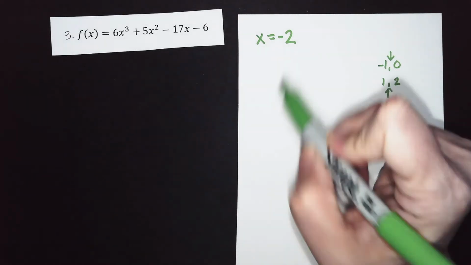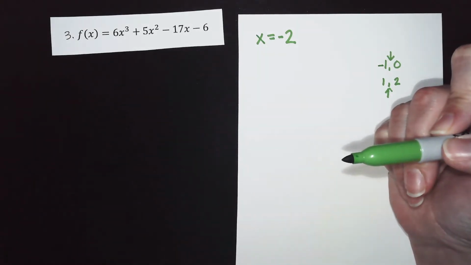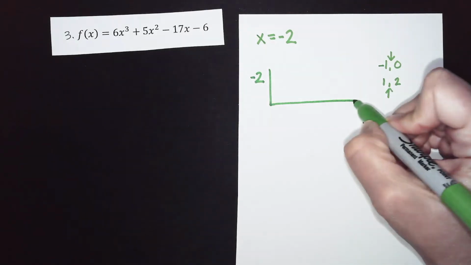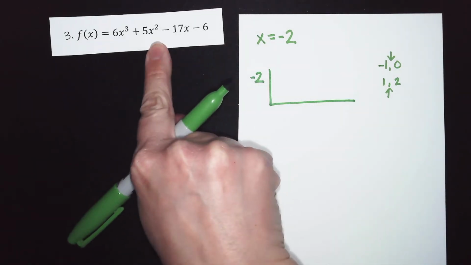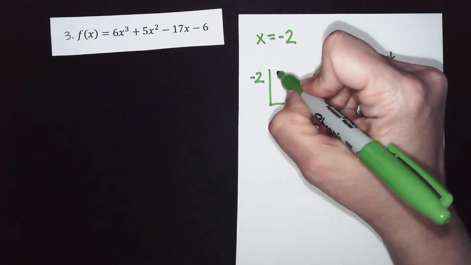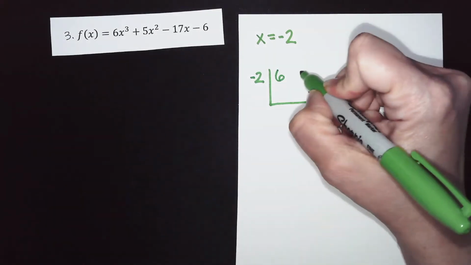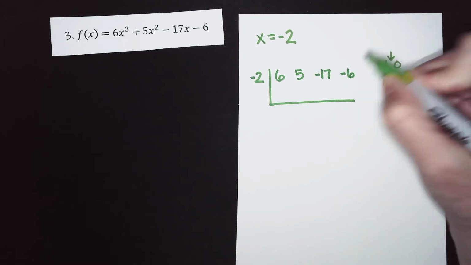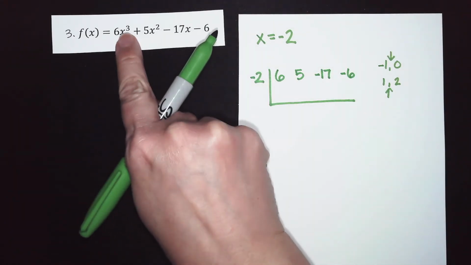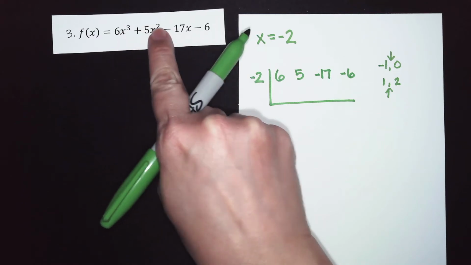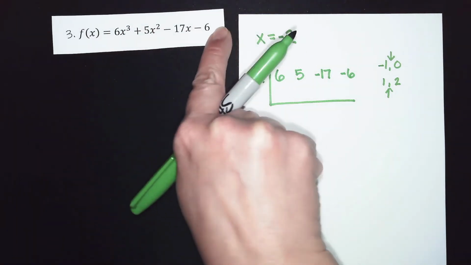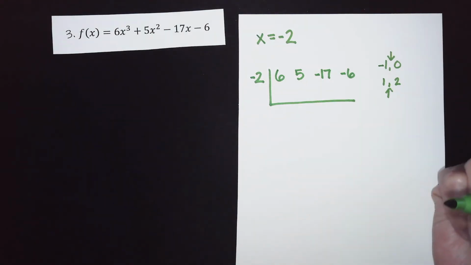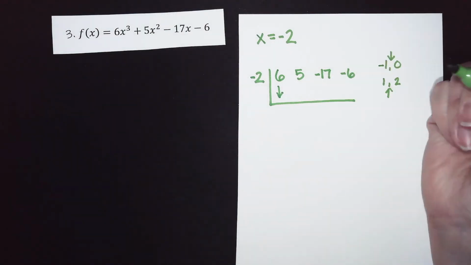Alright, I know that x does equal negative 2. So I'm going to take negative 2, and I'm going to divide it out of this equation. So my coefficients are 6, 5, negative 17, and negative 6. I wasn't missing any terms. The powers count down from 3, 2, 1, and this would be x to the 0. So I'm not missing any terms, so I don't need any zeros here. You always bring down the first term.